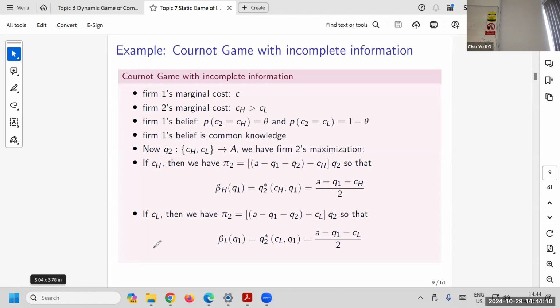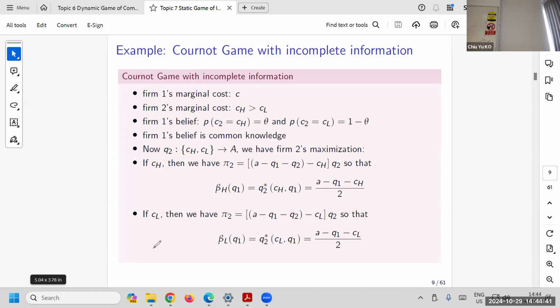Firm two has to design under high type or low type. So that means that he has to separate two scenarios. If high type, he's going to face this problem. If low type, he faces this problem. And of course, if high type, he'll produce less than the low type, right? Given whatever Q1 is, to solve the model, find the FOC.